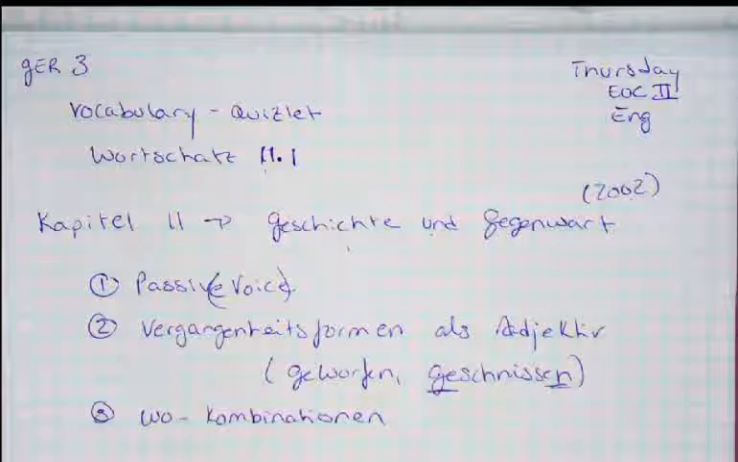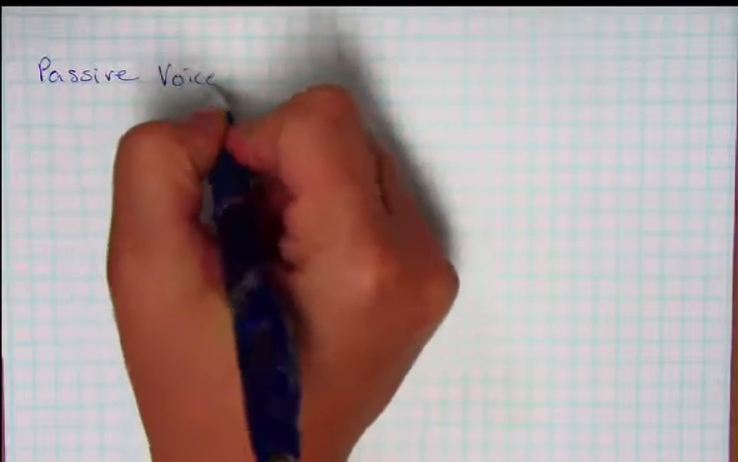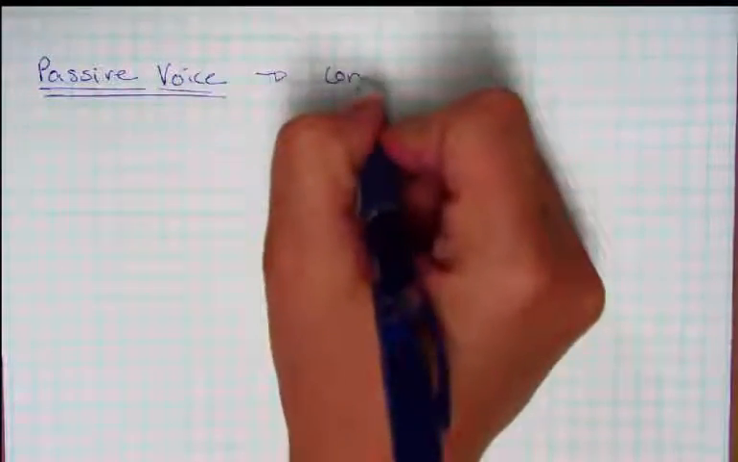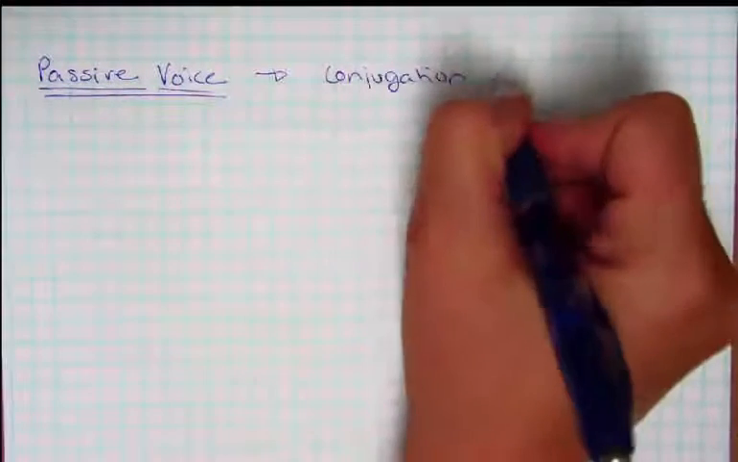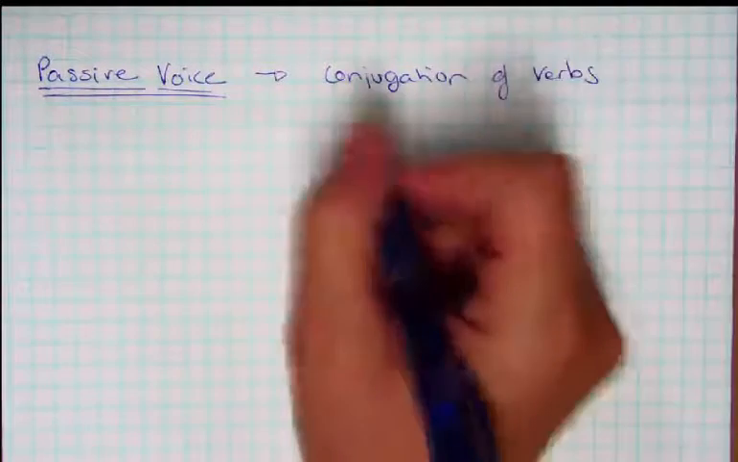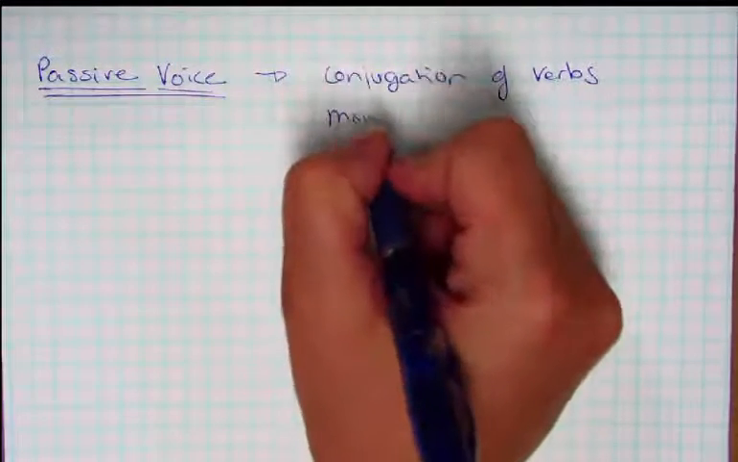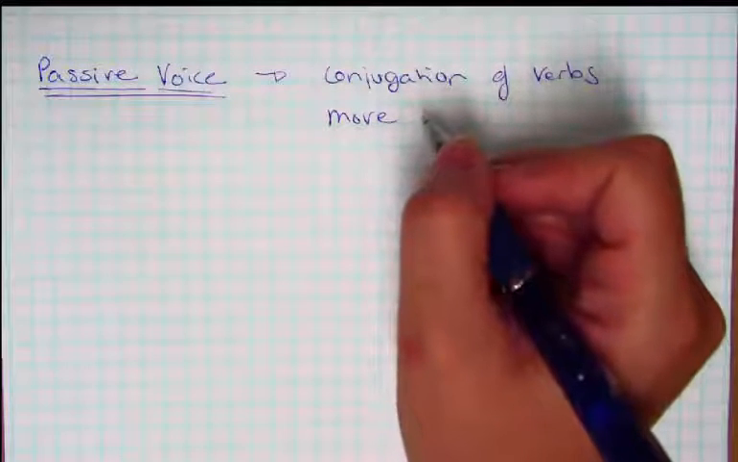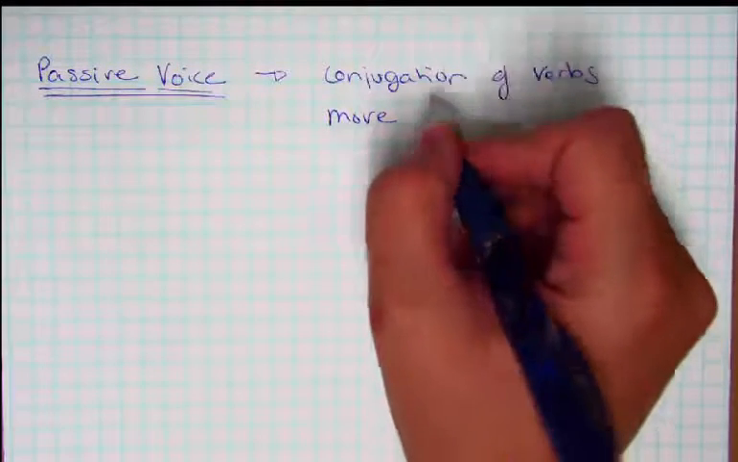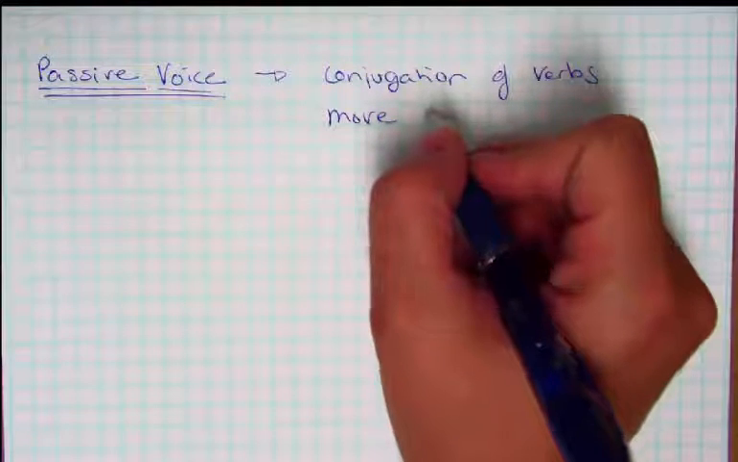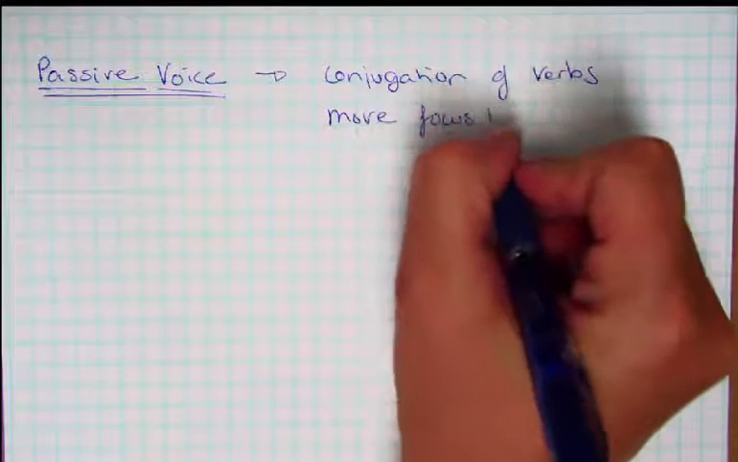Now let's get started. So the first content thing that this chapter talks about, beside the actual history, which you're going to be reading on your own in a minute, is passive voice. Now passive voice in German is a conjugation of verbs, and what the passive voice does is the same as in English. It is going to move the focus of the sentence from the actual actor to the recipient. So move focus to recipient.